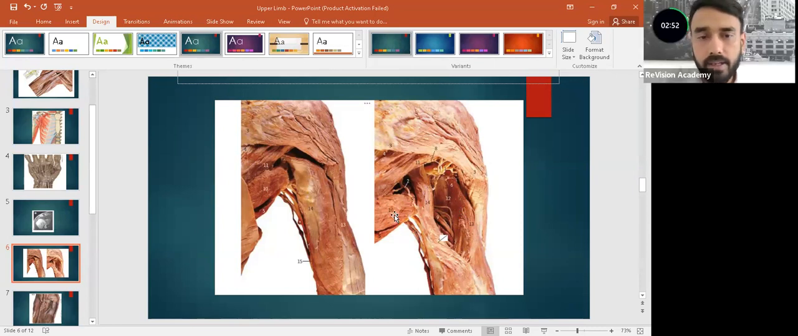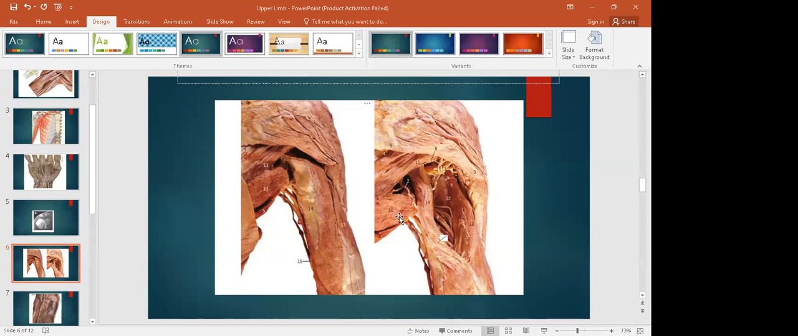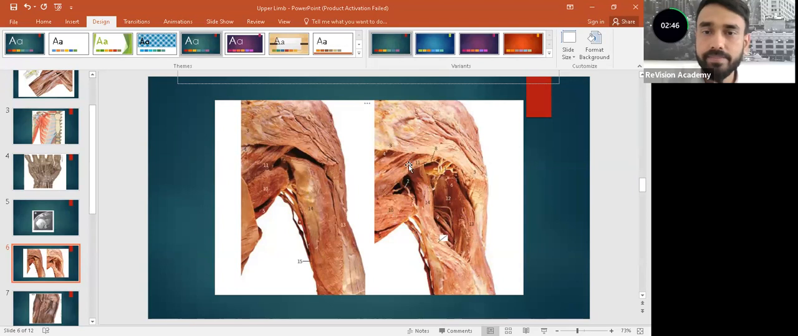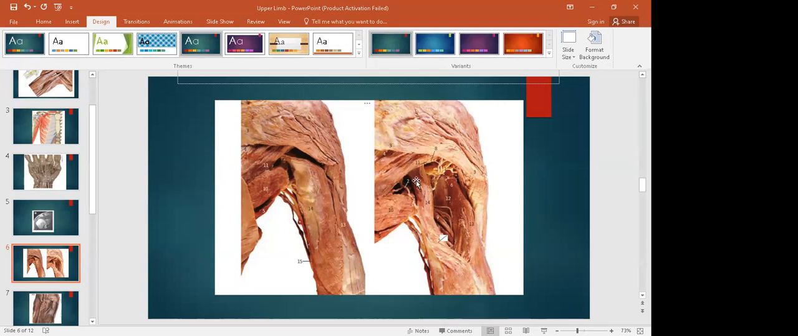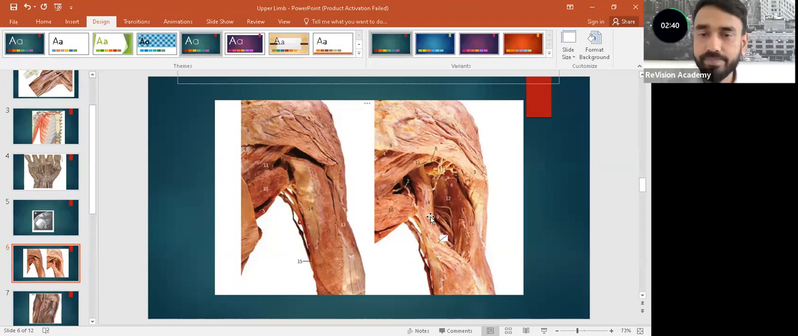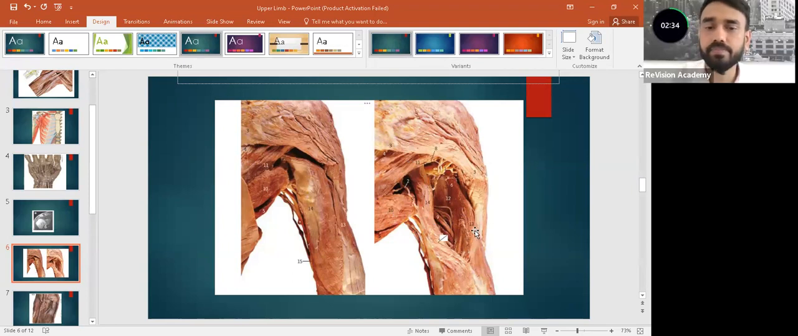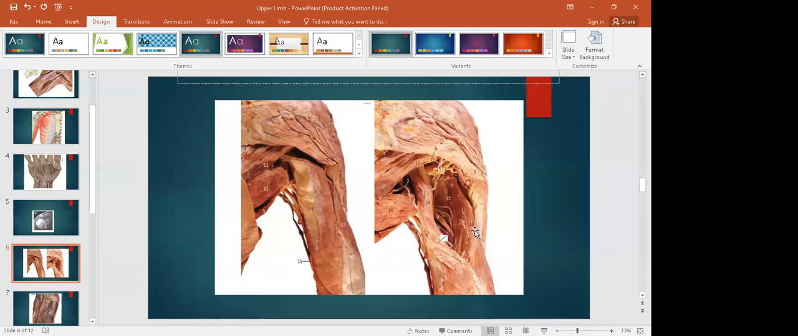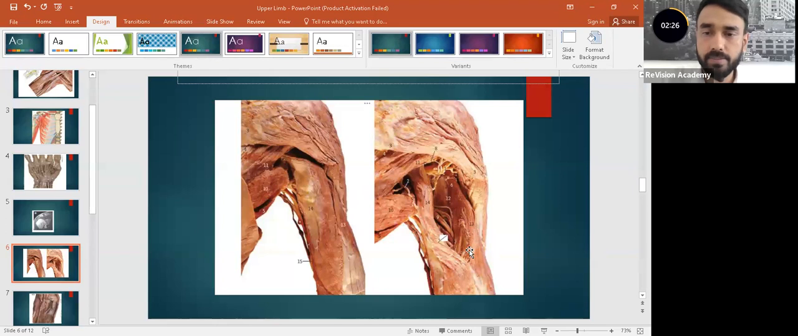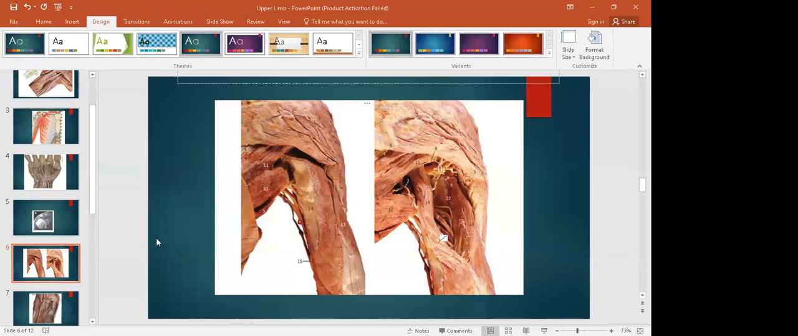Number 10. Number 10 is teres major muscle. Number 11 is the teres minor muscle. Number 14 is the long head of the triceps muscle. 13 is the lateral head of the triceps muscle. Which nerve supplies triceps? It's the radial nerve.